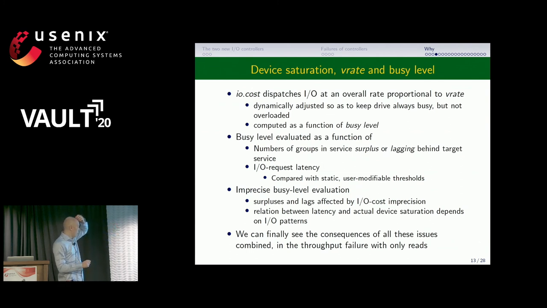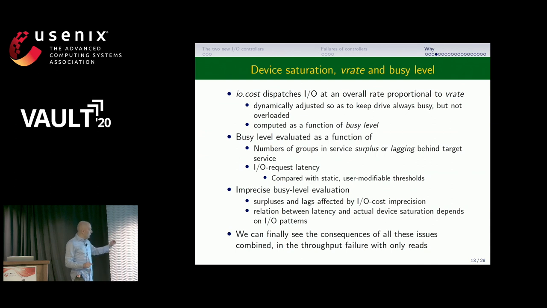So io.cost dispatches IO at a rate proportional to a parameter named vrate. This parameter is adjusted dynamically with the goal of keeping the drive constantly busy, always busy, but not overloaded. And in turn, this vrate is computed as a function of the busy level of the drive, and the busy level is evaluated as a function of two pieces of information. One is the number of groups that are receiving too much service and the number of groups that are receiving too little service, so groups in surplus and groups lagging behind. And the other piece of information is the current latency suffered by IO requests. This latency is compared with some static thresholds that the user may modify.